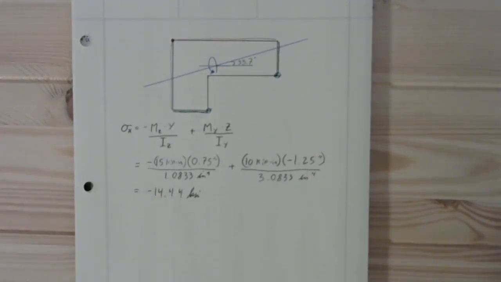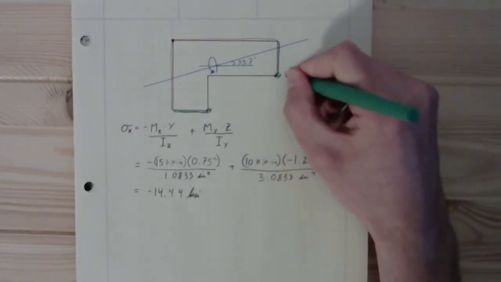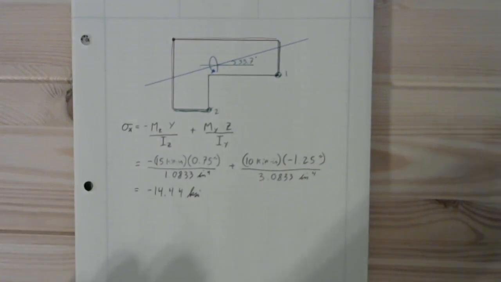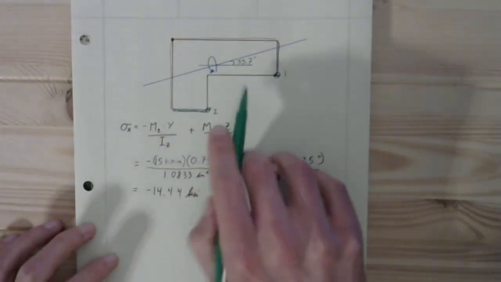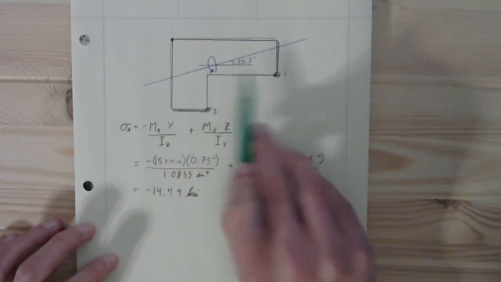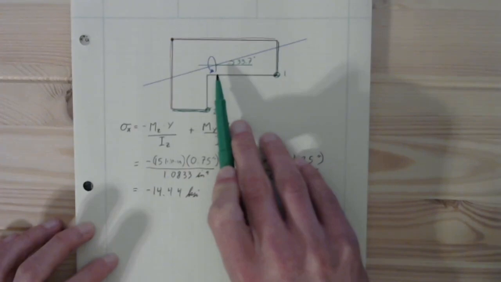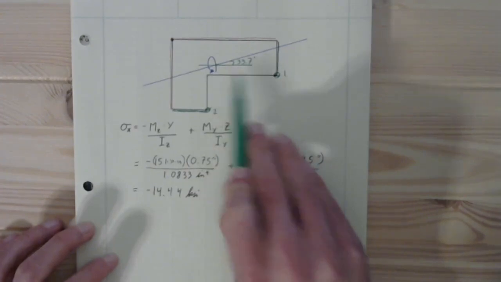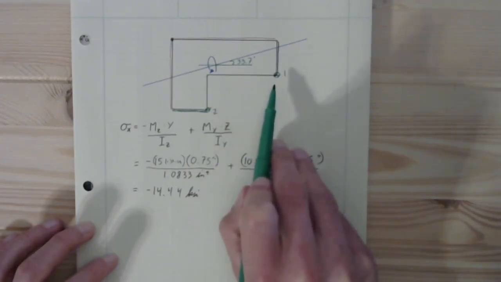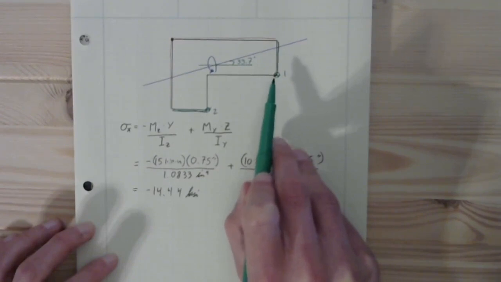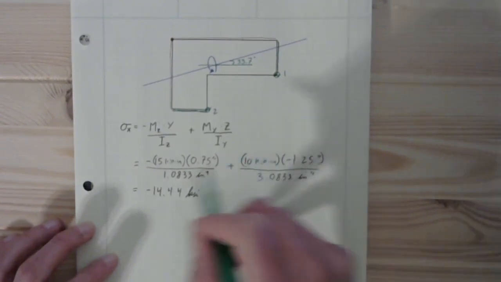So let's do number one. Now number one is going to have a very good number for our z lever arm, right? That z lever arm is going to be 1.75, pretty big. But our y lever arm is not going to be so big. It's only going to be 0.25. So that's going to be a little smaller.